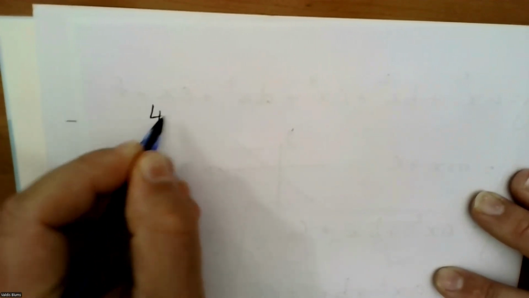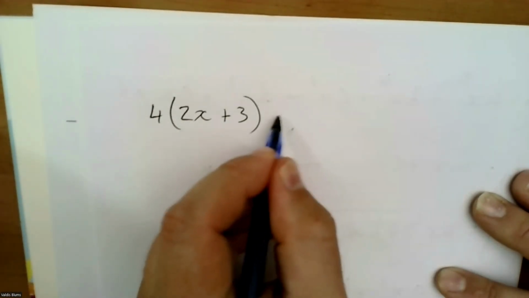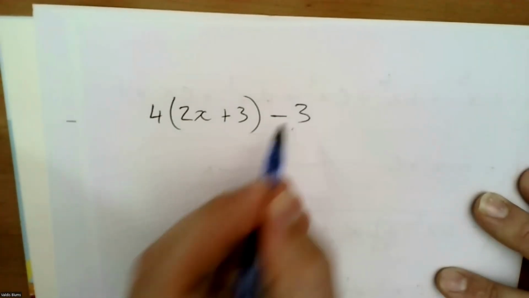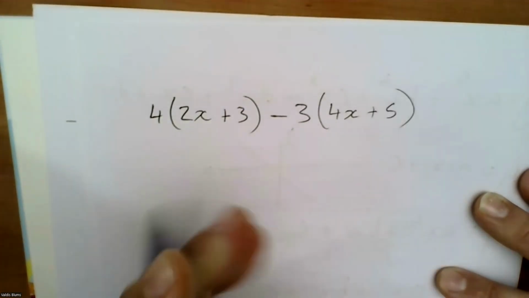So for this topic, you're going to need some prerequisite skills such as collecting like terms, expanding brackets, and factorizing. To begin with, let's look at expanding and then collecting like terms. So let's say we have a question that is 4, then in brackets 2x plus 3, minus 3, 4x plus 5.